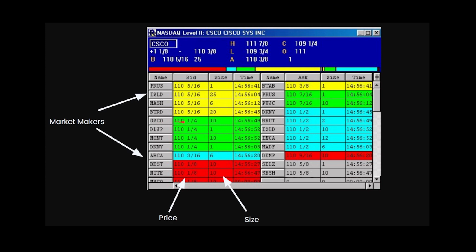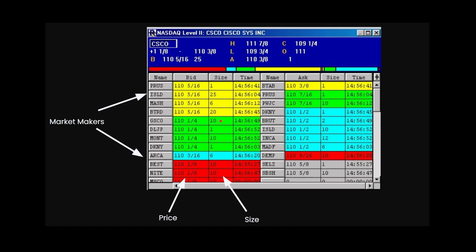The second bit of information is the price. This is represented by the bids and the asks. These are the levels at which market makers are looking to buy or sell shares of Cisco. In this case, Goldman Sachs is looking to buy shares at 110.25.